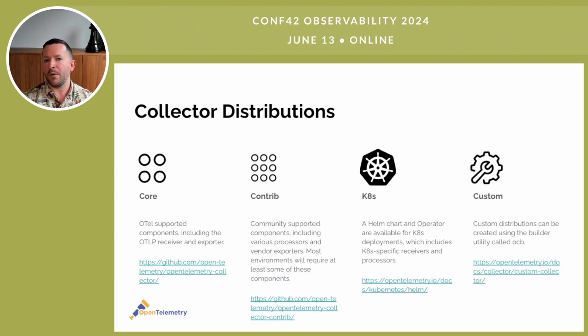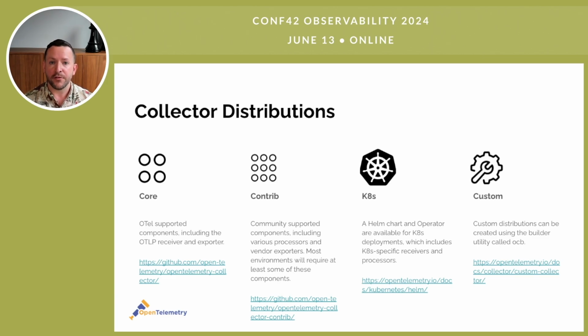Perhaps more important, though, is that the collector has this notion of distributions. A distribution is a specific set of components that are bundled with the collector itself. If you think of the OpenTelemetry repositories, which are hosted on GitHub, the collector has two main repositories. The first one is core. It is located at opentelemetry-collector, and that has all the core components that are required for a pure OpenTelemetry environment. For example, OTLP, which is the format in which all data is transformed into in OpenTelemetry, has a receiver and an exporter available in the core distribution.